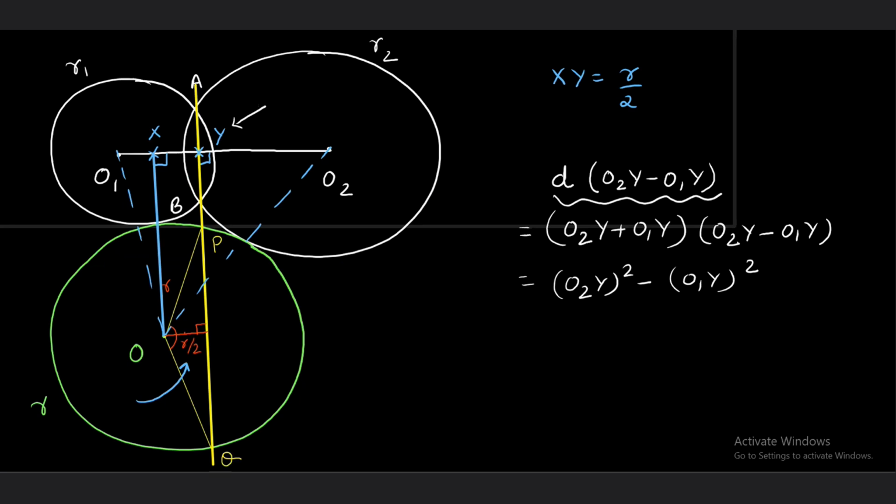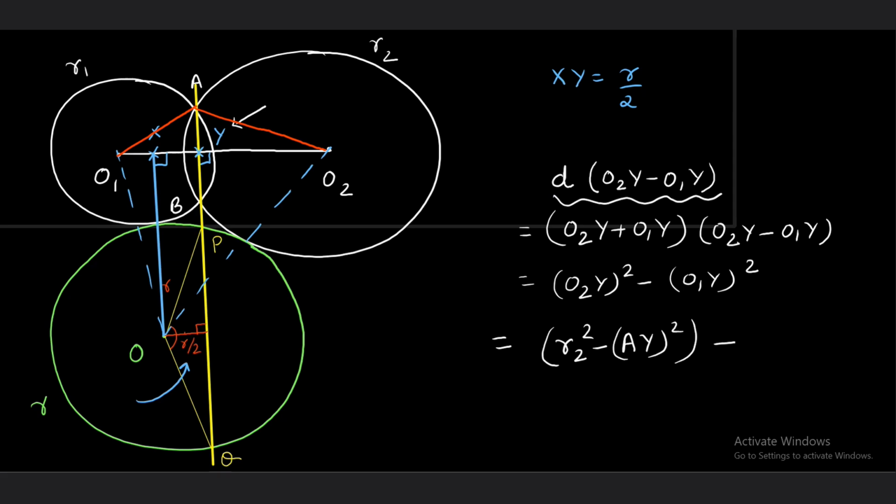For O2y whole square, just do one more construction. Join O2 and A as well. Okay, we have joined A with O2. Now I am going to write O2y and O1y. How will we write it, look carefully. This O2y whole square can be written as R2 square minus AY whole square. I'm using the Pythagoras theorem in the triangle AYO2, right? I used the Pythagoras theorem in AYO2. This is the result I'm getting.